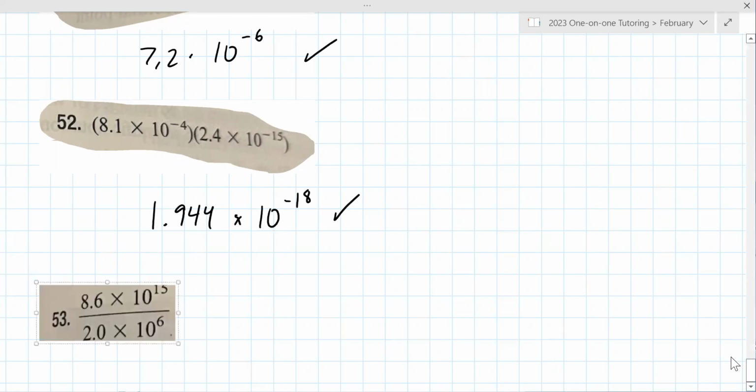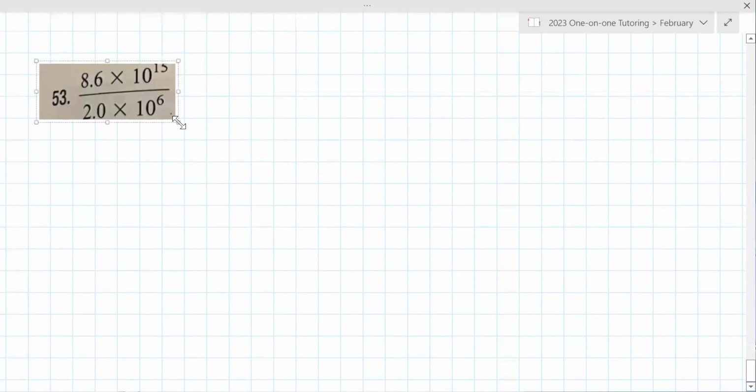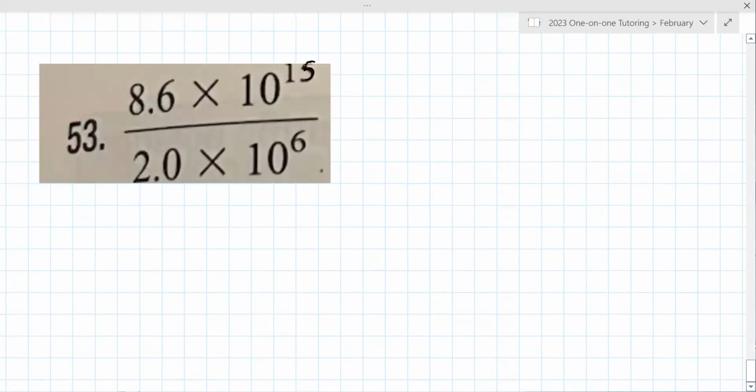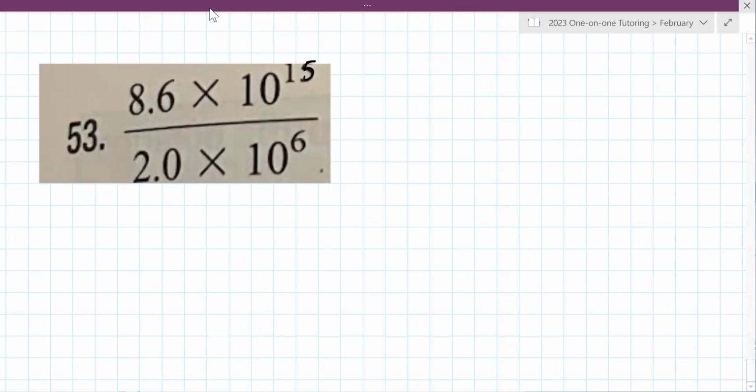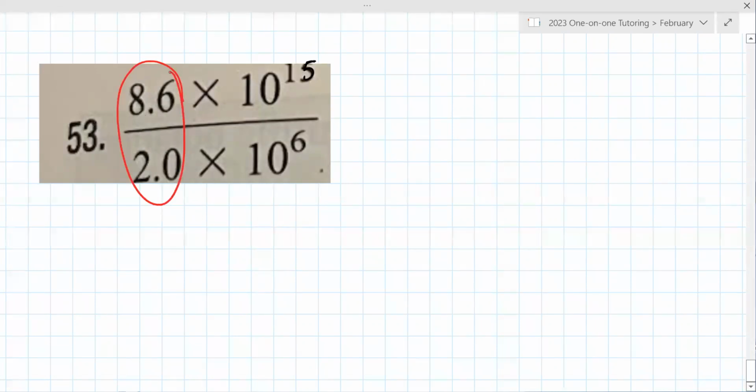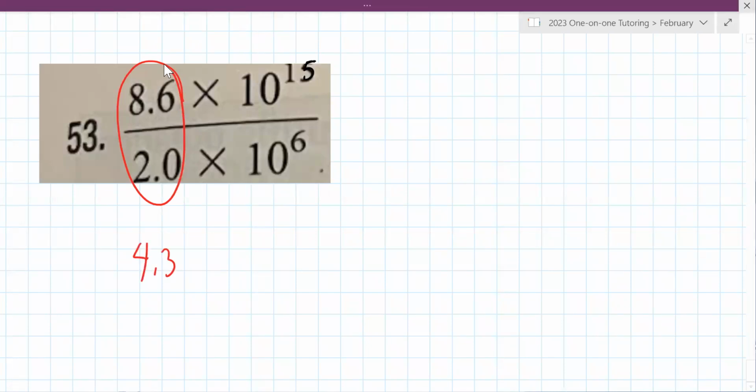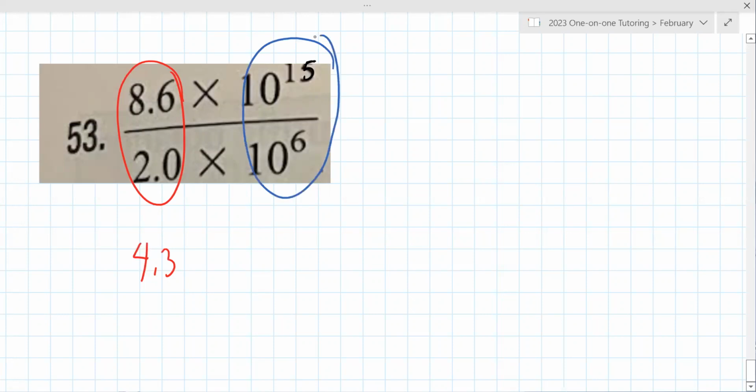Okay, 53. Let's clear the screen here. It's really two problems in one. It's really 8.6 divided by 2, which ends up being 4.3. And then it's 10 to the 15th over 10 to the 6th. So if you recall, when the bases are the same and you're dividing, you subtract the exponents. So this becomes 10 to the 15 minus 6 power, like this.